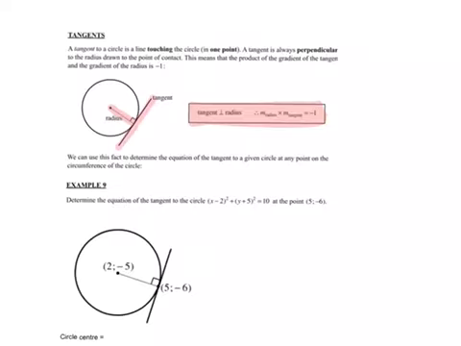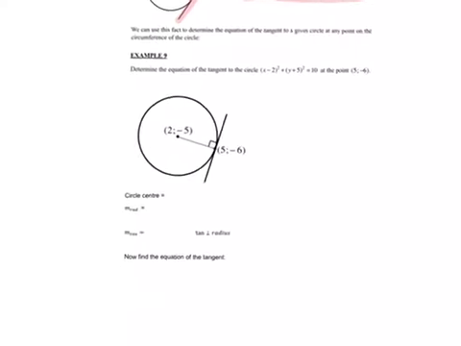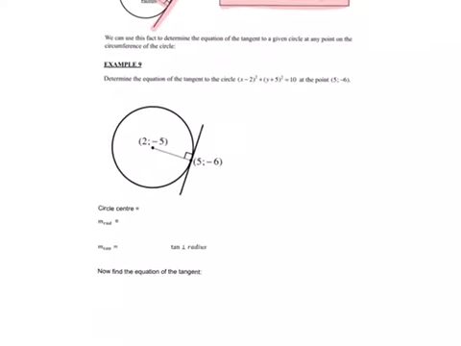Example 9 here shows what's expected of you. It says determine the equation of a tangent. Very specifically, a tangent is a straight line, and its equation is y equals mx plus c, or if you use y minus y1 equals m into x minus x1, that's fine. Both are completely fine. I use y equals mx plus c, but it really makes no difference. It gets you the same answer.